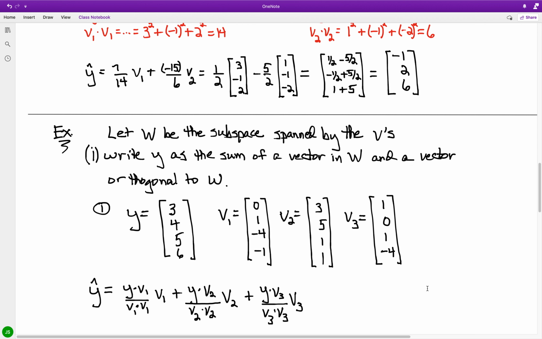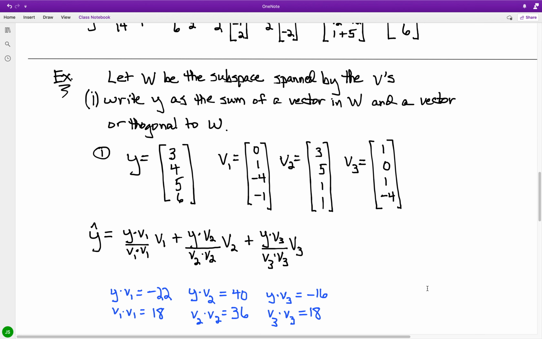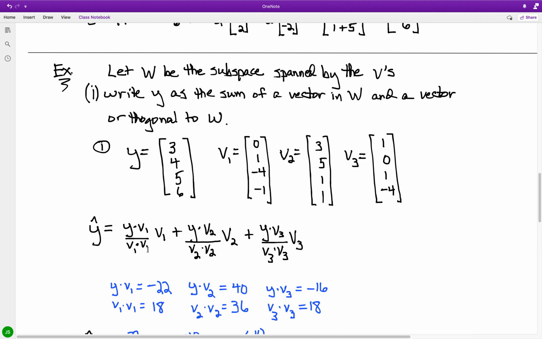Taking what we have for the projection of y, we have the dot products. For the first set, y dot V1 is negative 22, and V1 with itself is 18. For the second set, y dot V2 is 40, and V2 with itself has a dot product of 36. For the third set, we have y dot V3 with the dot product of negative 16, and V3 with itself has a dot product of 18.